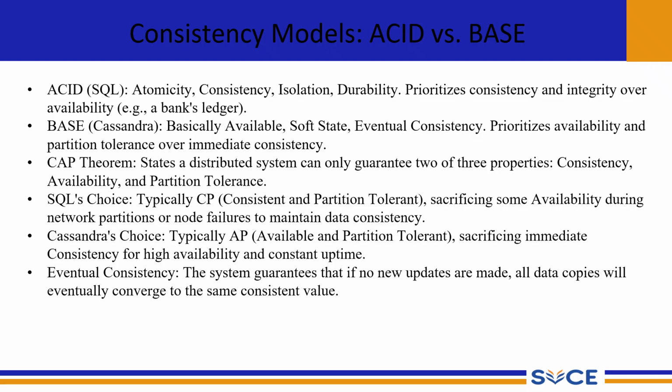The CAP theorem states that a distributed system can only guarantee two of the three properties: consistency, availability, and partition tolerance. SQL's choice is typically consistency and partition tolerance, sacrificing some availability during a network partition or node failure. Cassandra's choice is typically availability and partition tolerance, sacrificing immediate consistency for high availability and constant uptime. Eventual consistency: the system guarantees that if no new updates are made, all data copies will eventually converge to the same consistent value.